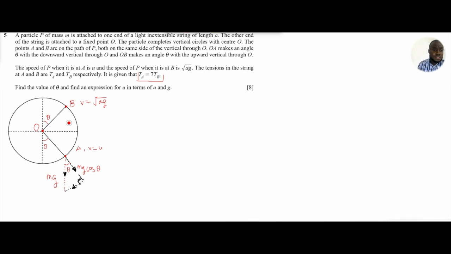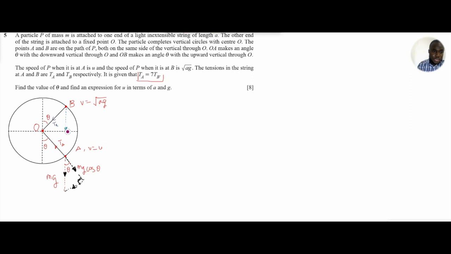Now let's look at what happens at the point B, because we need that as well to figure out the tension in the string. Remember, if there's a particle, the tension in the string on P is acting toward the center. The same thing happens at this point.